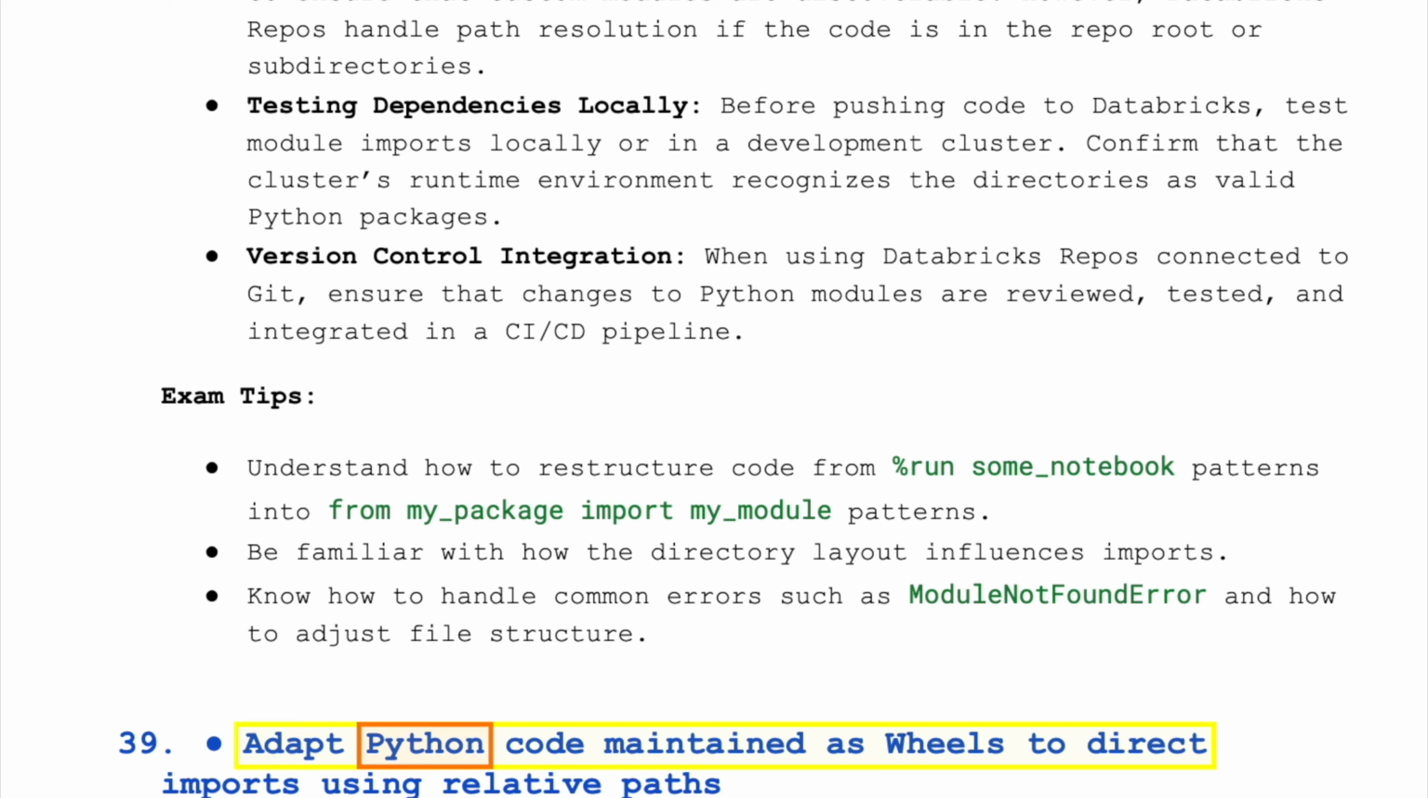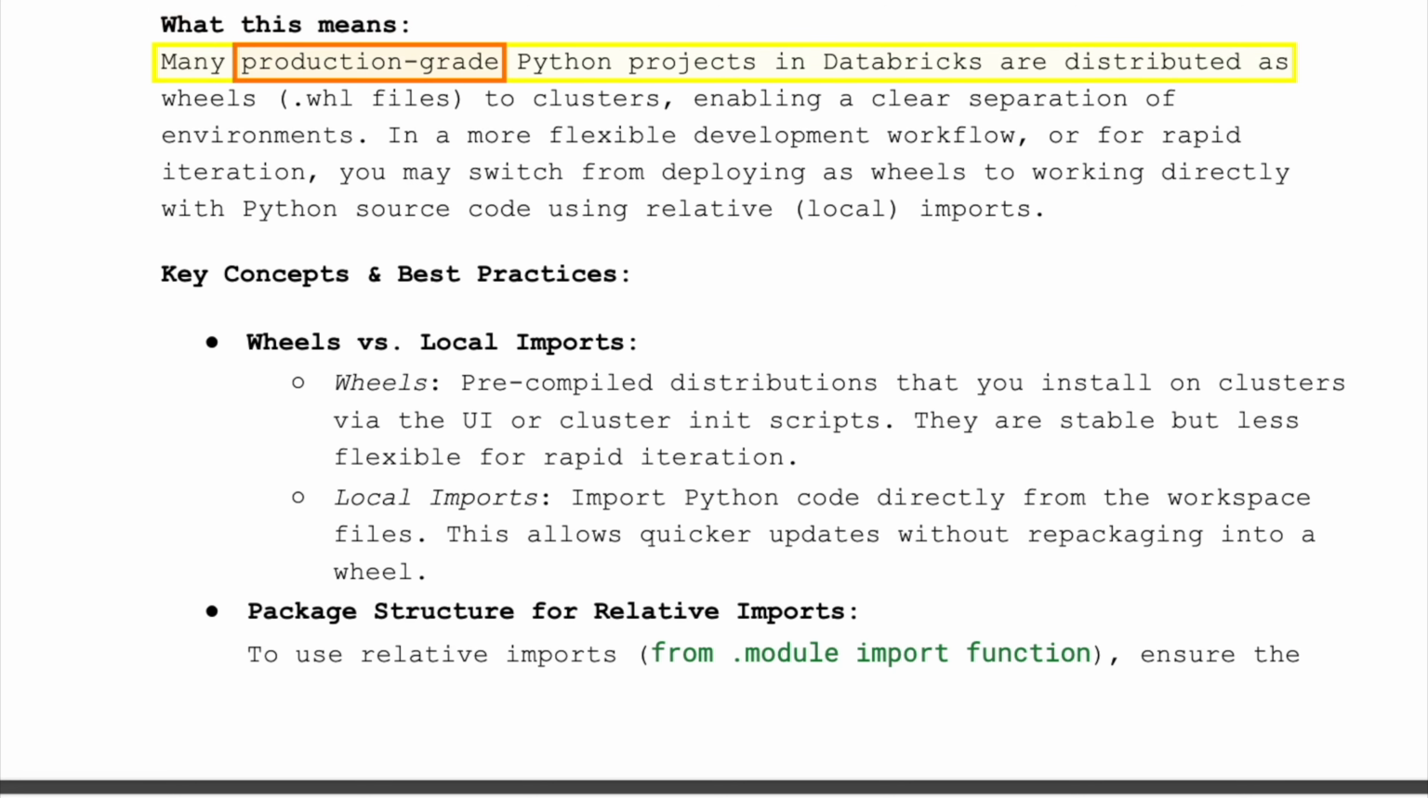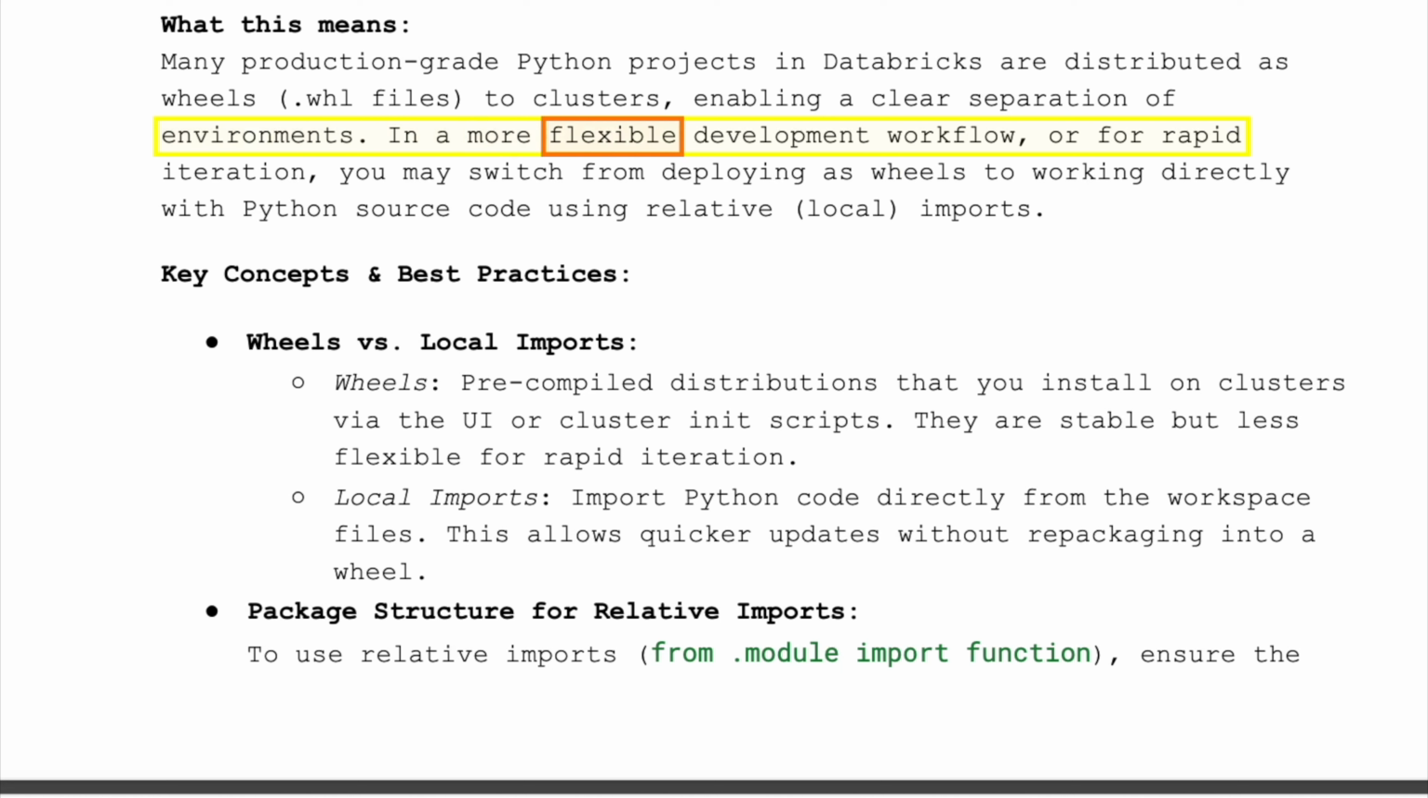39. Adapt Python code maintained as wheels to direct imports using relative paths. What this means: many production-grade Python projects in Databricks are distributed as wheels, .whl files, to clusters, enabling a clear separation of environments. In a more flexible development workflow, or for rapid iteration, you may switch from deploying as wheels to working directly with Python source code using relative local imports.